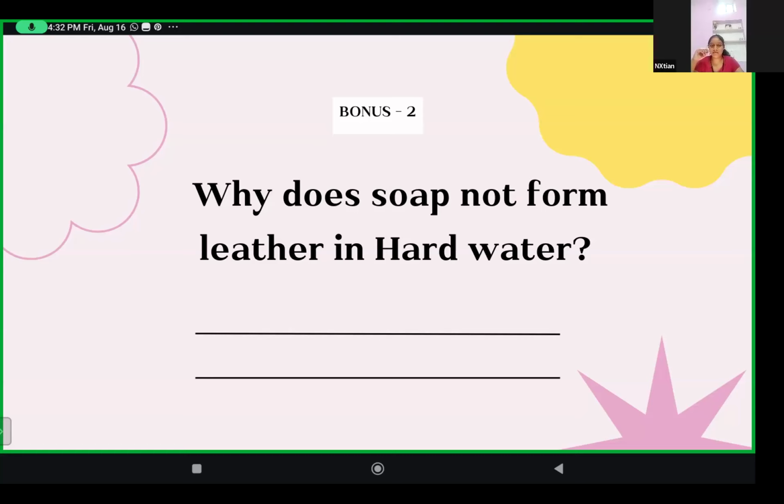Ma'am, first of all, is there any reduction of marks for a wrong answer? No reduction of marks. So soap does not form lather in hard water for one reason: hard water doesn't have the flow for soap to be formed, and it will not trap air bubbles very easily because the flow is very slow. And soap thus needs air bubbles to become like a foam, like lather.